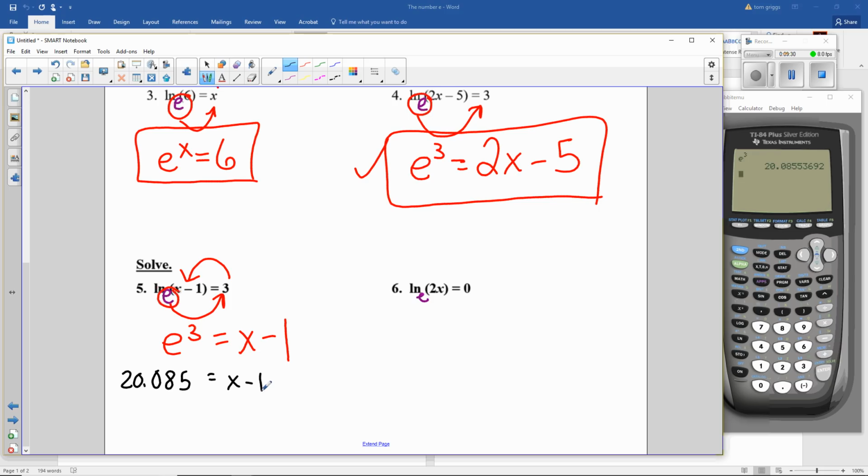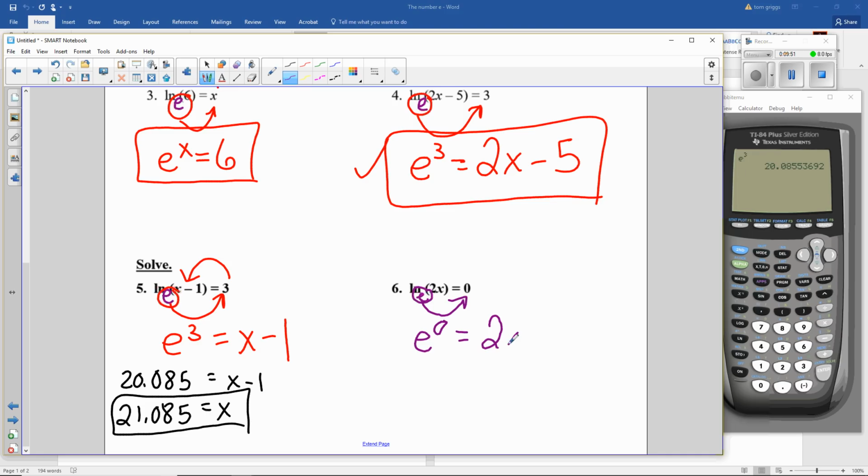And then, of course, just add 1 to both sides. So x is equal to 21.085. Again, not a whole lot to this. Last one, the base is e.